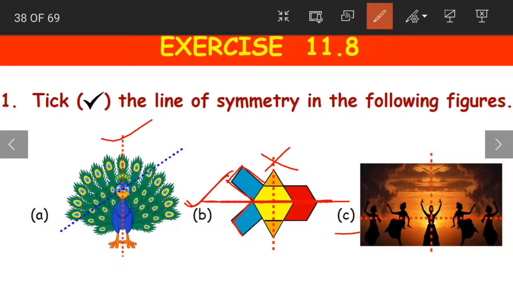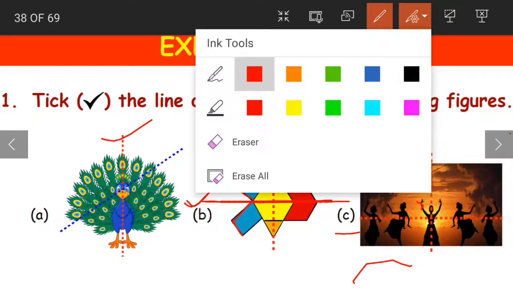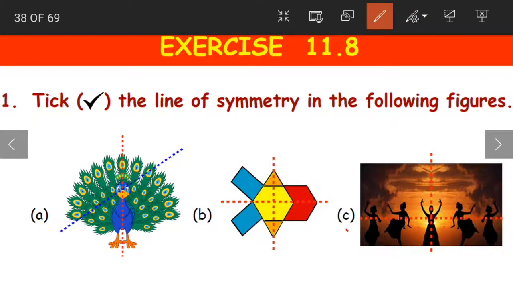So coming to figure C, again we can see five girls dancing here. Yes or no? Now come again, this also has two lines. If you look at the first line, see children, this line is also dividing the figure into two parts. But are these two parts identical? Are these the mirror halves of each other? No. So this line is not our line of symmetry.